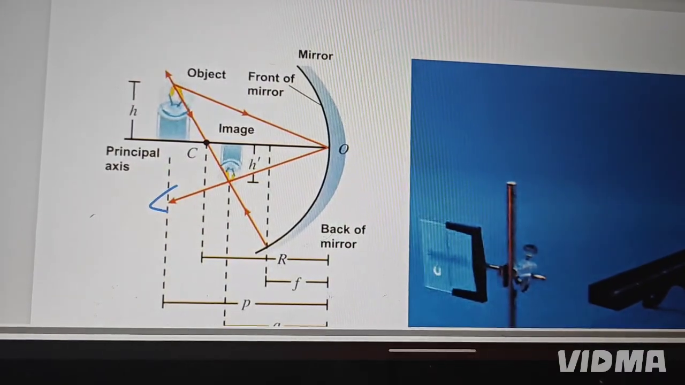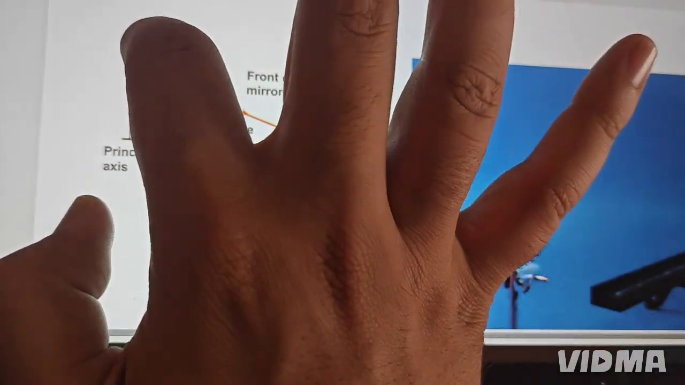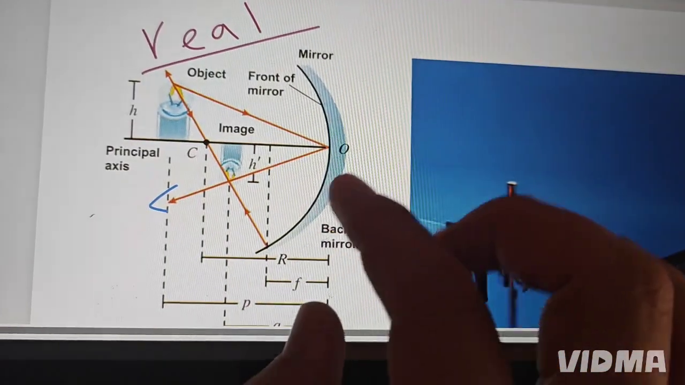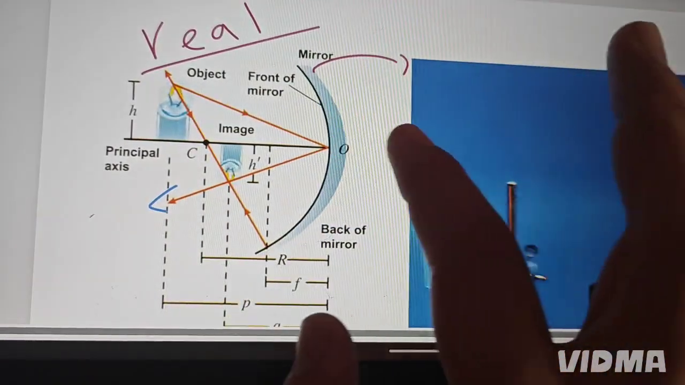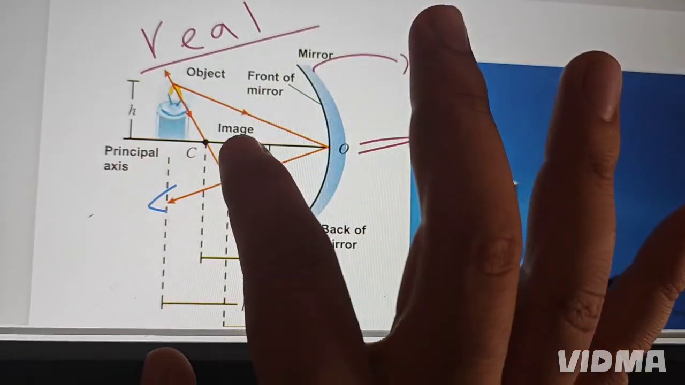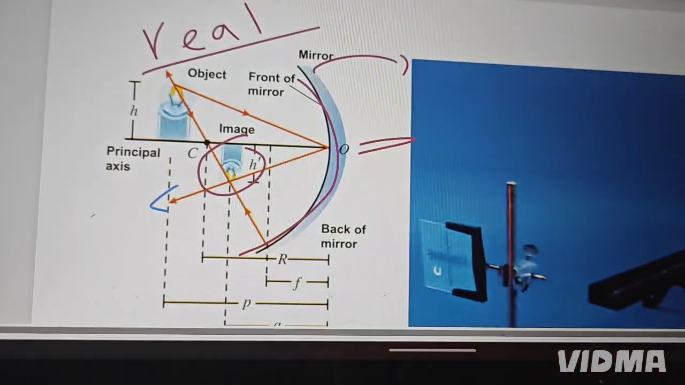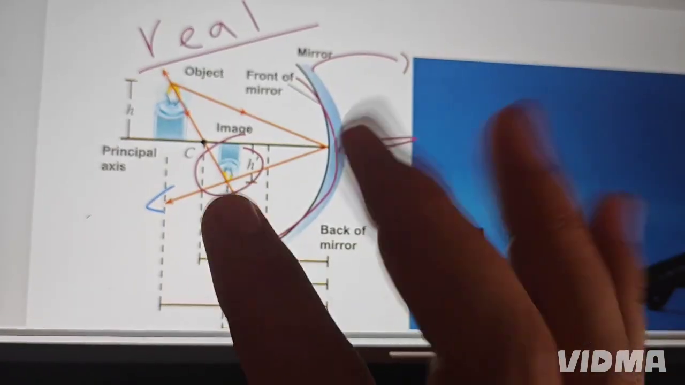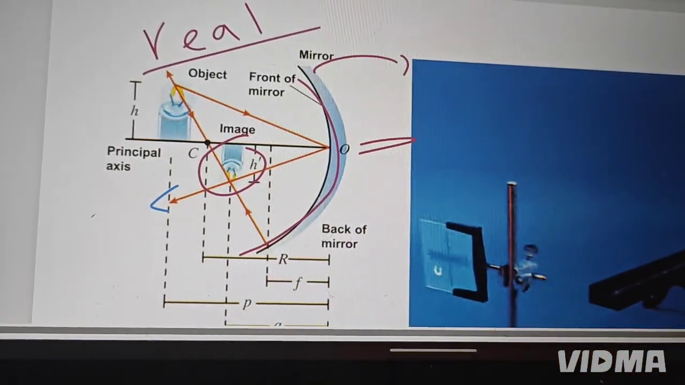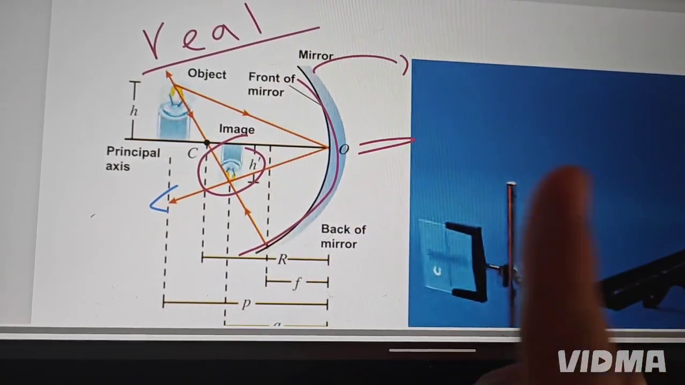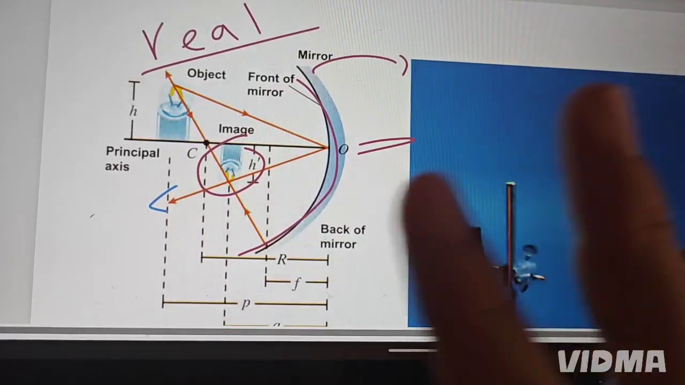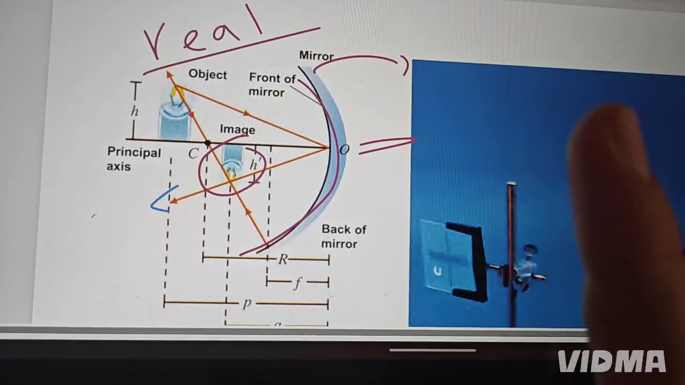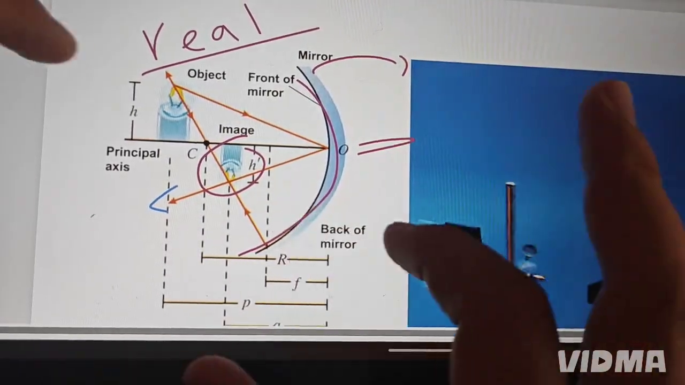The third important property: in here we say this is a real image that we have. Why real image? Because there is no image behind the mirror. Actually, we have the image in here, in front of the mirror. Because we have an image in front of the mirror, this is called a real image. But in a flat mirror, we said the image is behind the mirror. Because it's behind the mirror, it was a virtual image. But in here, it's called a real image.